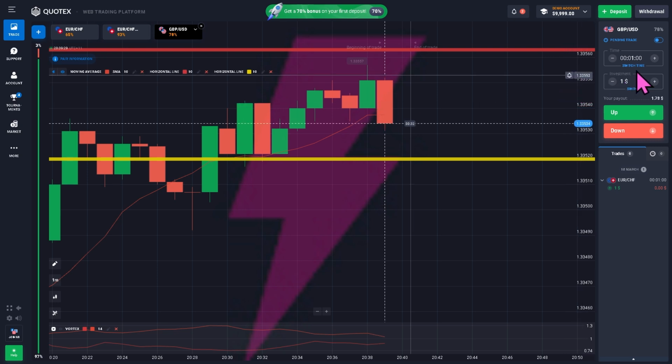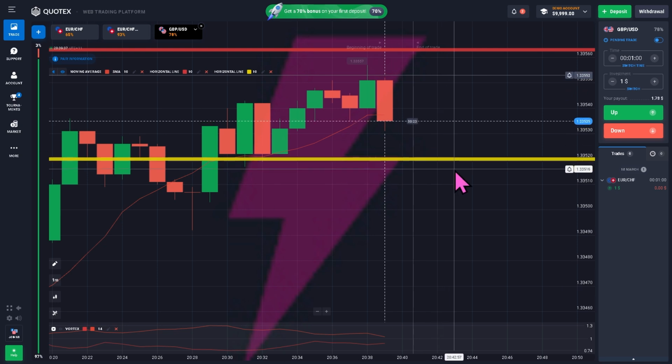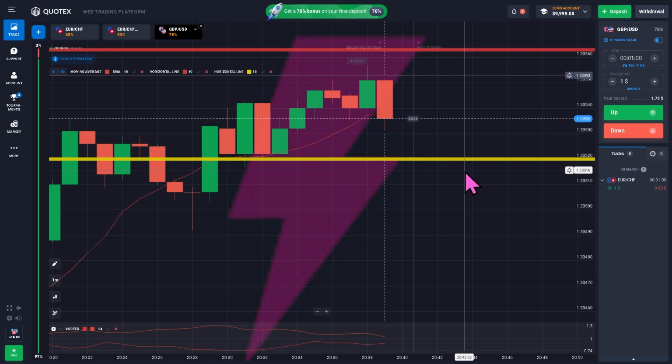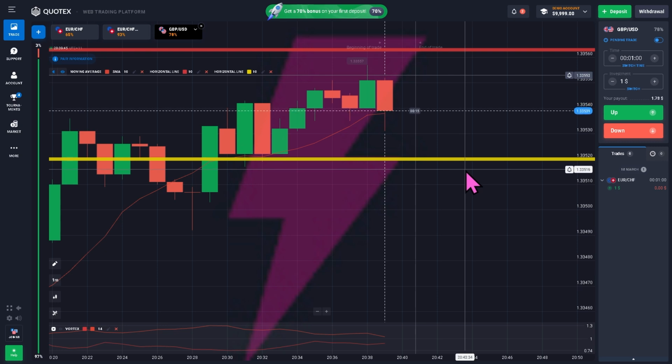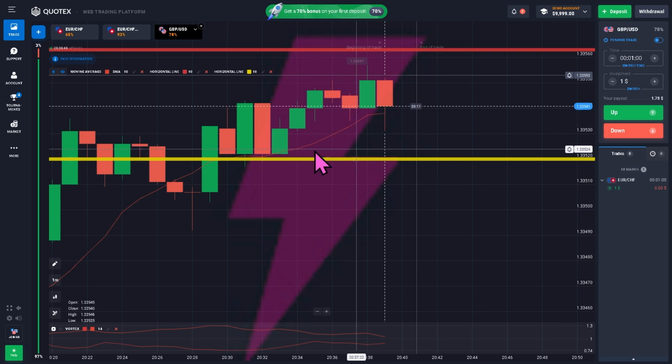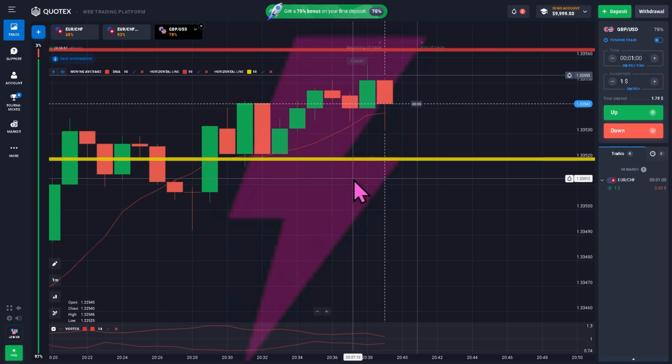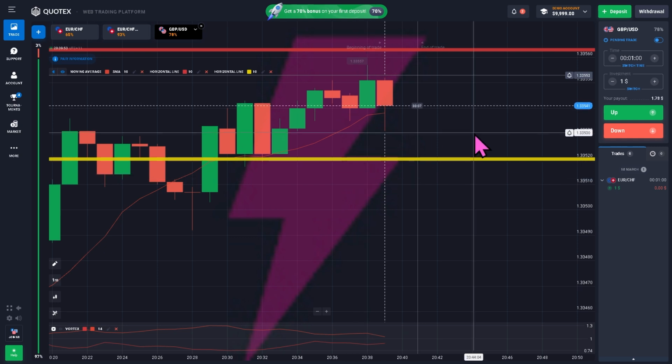And then on the right side, this is very important. Quotex does not have a traditional stop loss feature like Forex platforms such as MT4, MT5. Since Quotex is a fixed time trading platform, you don't set any stop loss levels directly on the chart. Instead, risk control is done through trade amount management.